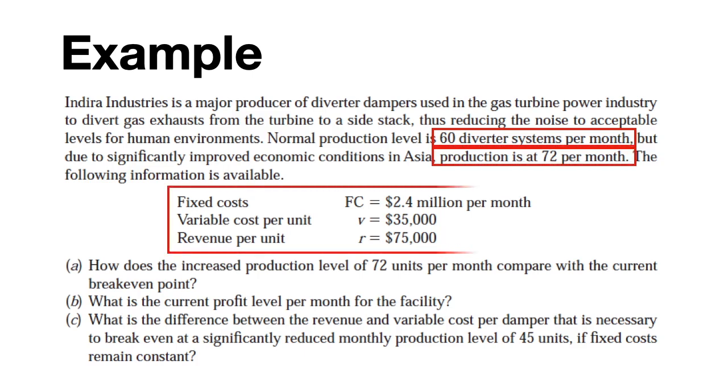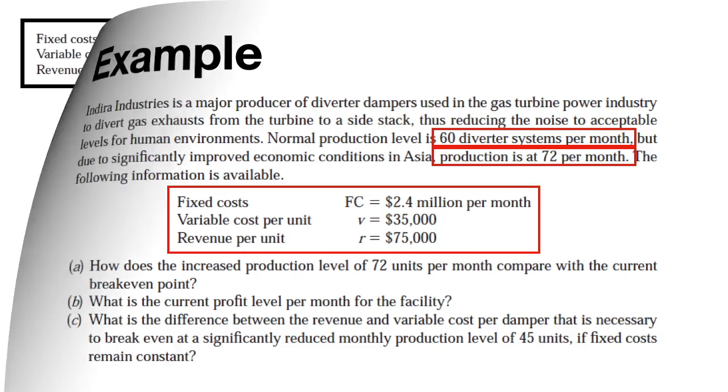Given that the fixed cost is 2.4 million per month, the variable cost per unit is $35,000, and the revenue per unit is $75,000, the first question asks how the 72 units per month compare with the current break-even point. The second question asks what the current profit level per month for the facility is. And the third question asks the difference between the revenue and the variable cost. Okay, let's look at how we can solve this.